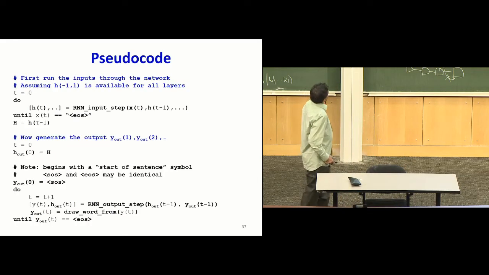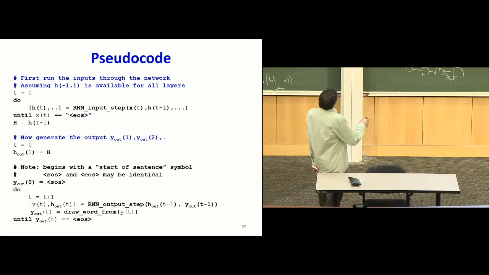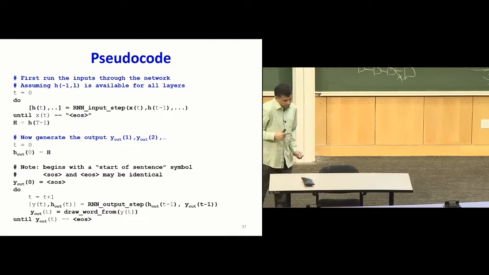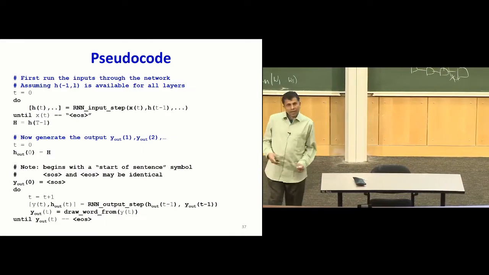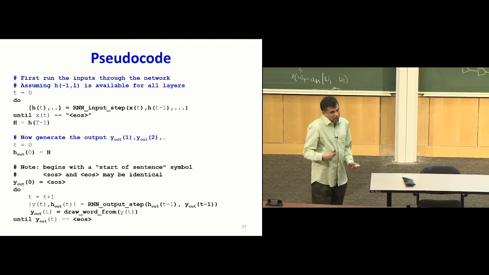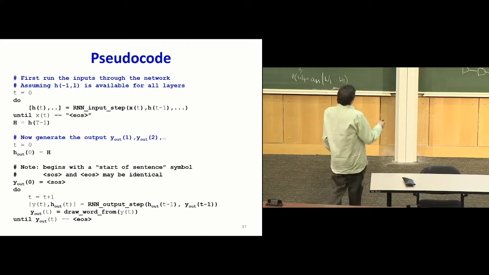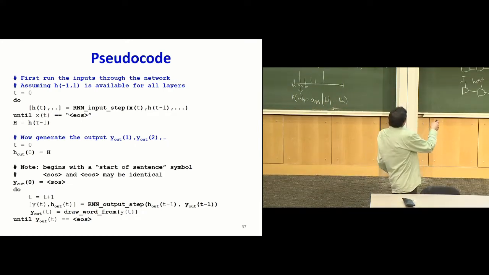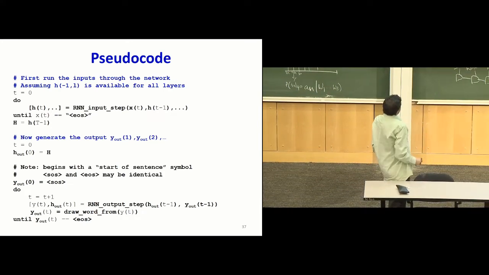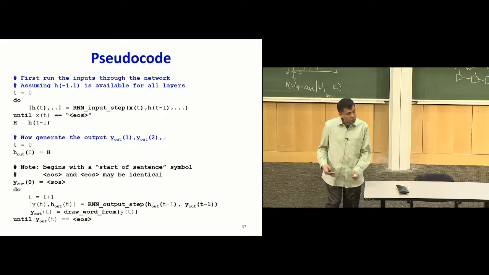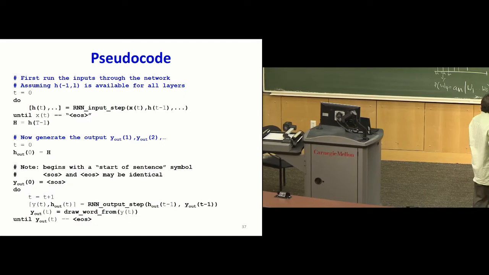So here is a pseudocode for the production. The top portion of the code shows the processing of the input. The hidden representation at the final time becomes the representative of the entire input, and that is passed on as the initial hidden state for the output, as shown by the snippet of code in the middle.